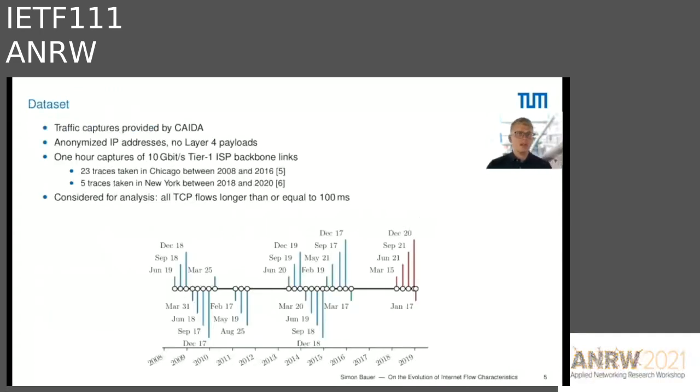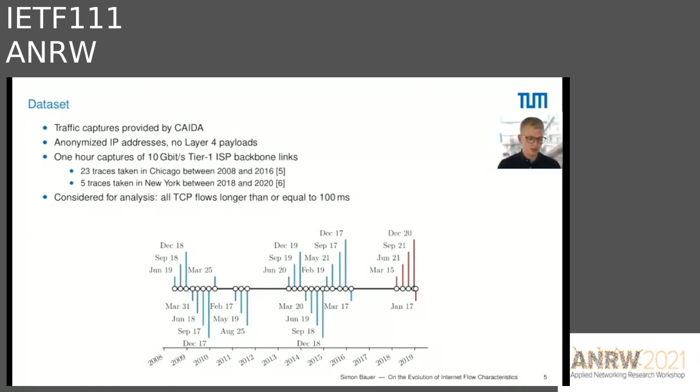For our study, we compose a data set consisting of 28 traces provided by CAIDA. Such traces have anonymized IP addresses and no layer 4 payloads. And each trace provides 1 hour of traffic that is captured at a 10 gigabit per second ISP backbone link.